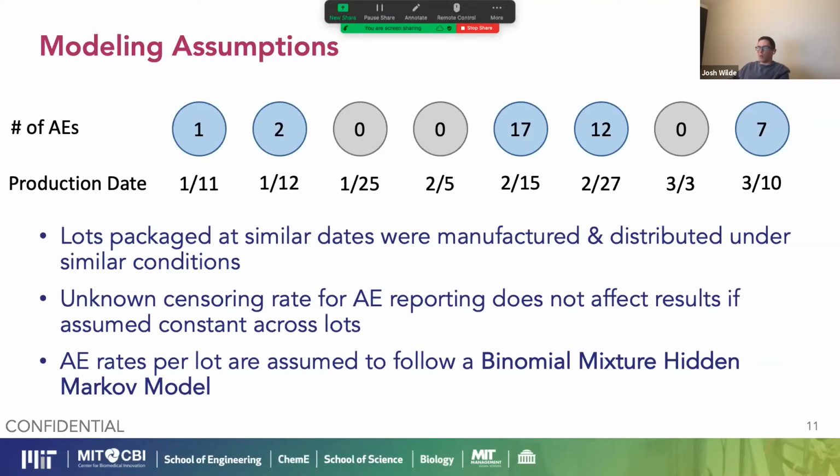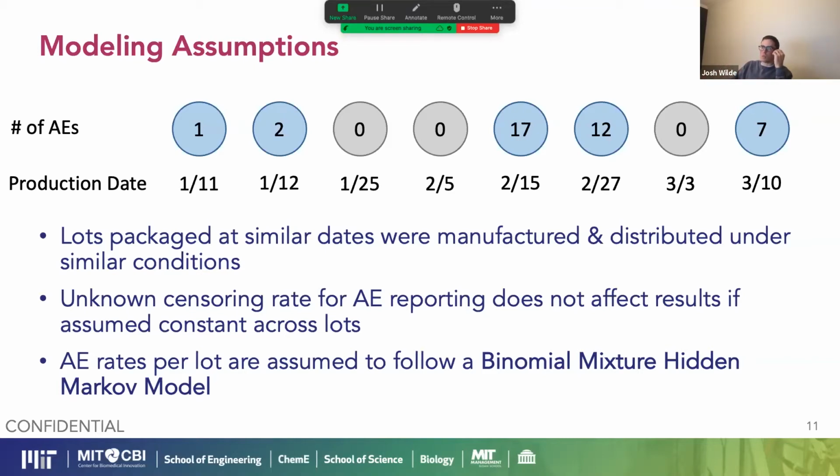Now, one primary assumption that we're making is that lots that were packaged at similar dates were manufactured and distributed under similar conditions. And the reason that we make this assumption is to create some sort of structure in how these lots are related.